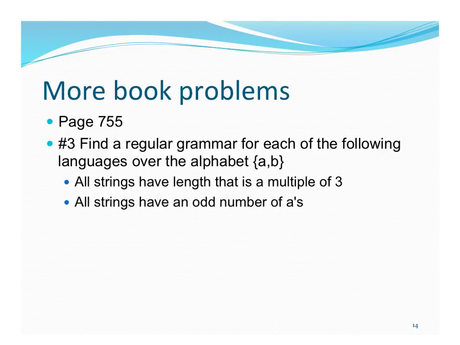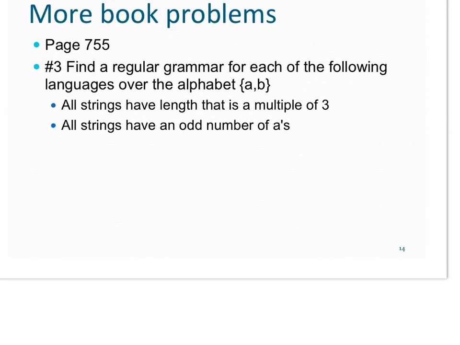And finally, we have some even more tricky problems from the book, right? Find a regular grammar for each of the following languages over the alphabet A, B. So strings that have a length that is a multiple of 3, and strings that have an odd number of A's. So pause the video and think about the first one for a minute. We'll do the first one in purple. So pause the video for a minute, think about it.